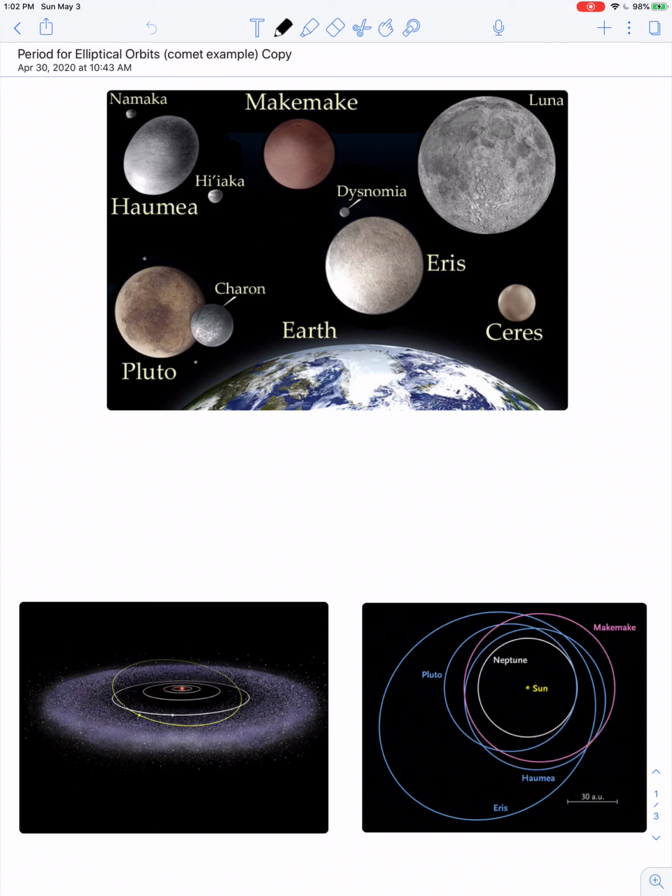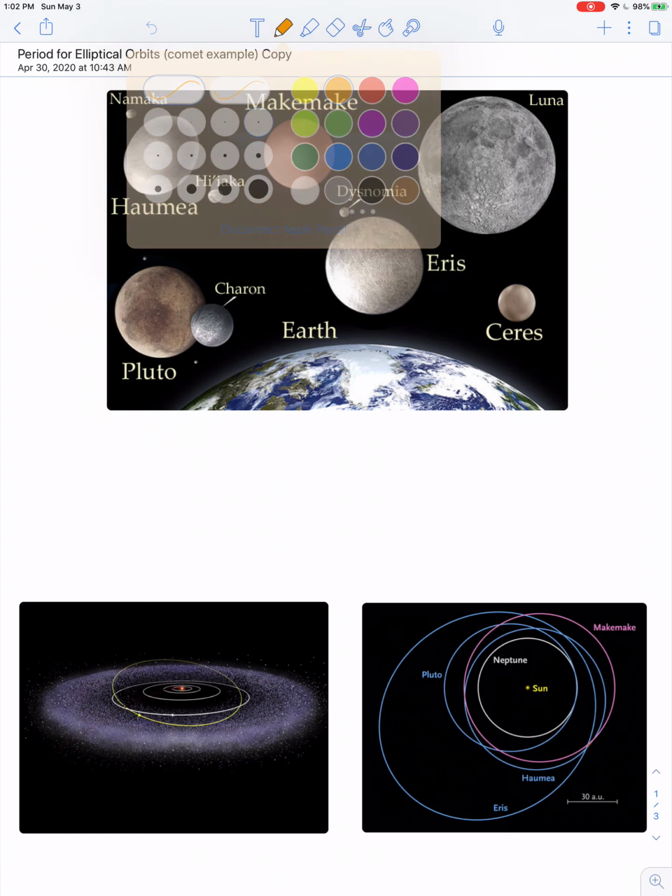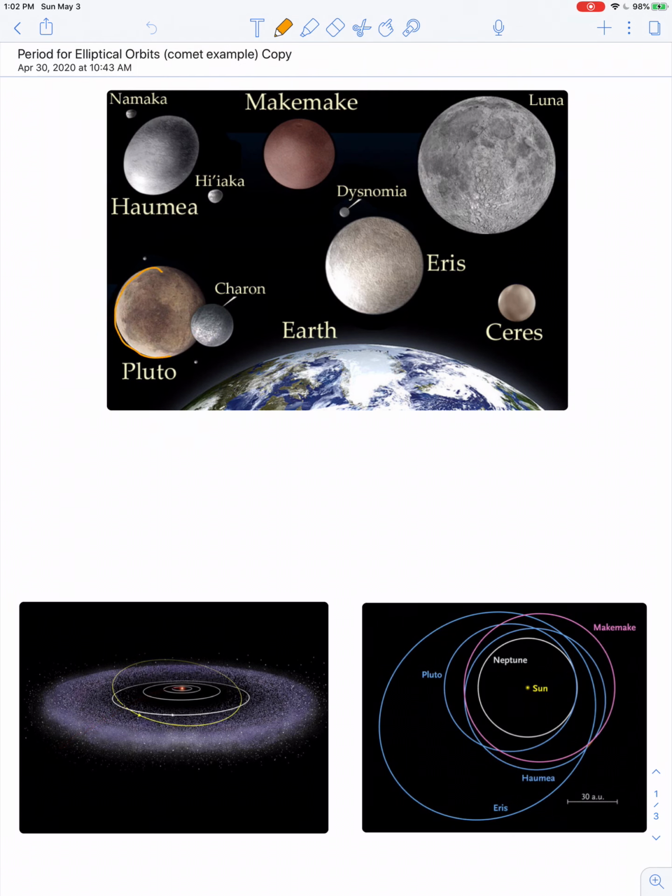Here's a diagram of several of the dwarf planets in our solar system, accompanied by their moons. So one you're definitely familiar with is Pluto. Pluto's a dwarf planet, and it has a moon, Charon. The Earth's moon, Luna, is shown in this diagram. So you can see all of these dwarf planets are smaller than our own moon.